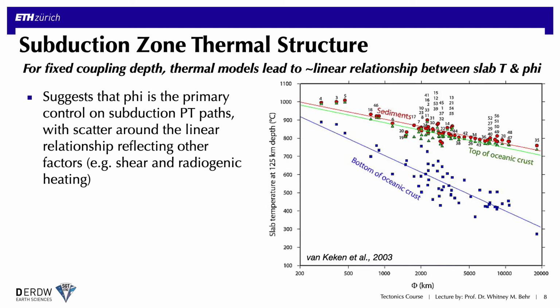This suggests that phi is the primary control on subduction PT paths, whereas other parameters such as shear and radiogenic heating perhaps define the scatter. You can see quite a bit of scatter, especially for the bottom of the oceanic crust. So they define the scatter around the linear relationship, but we can think of phi as clearly the first order control.